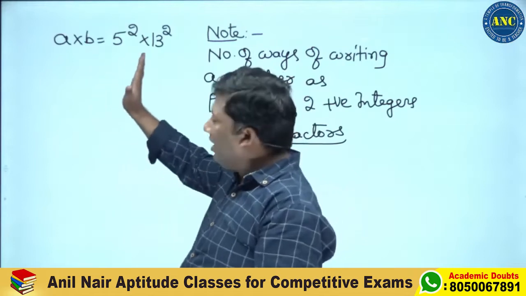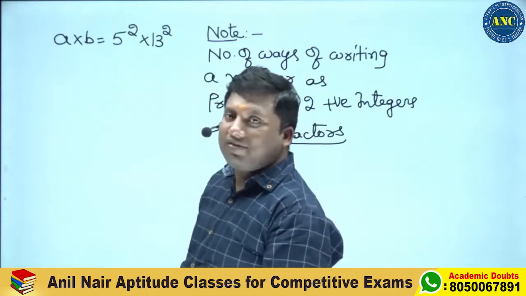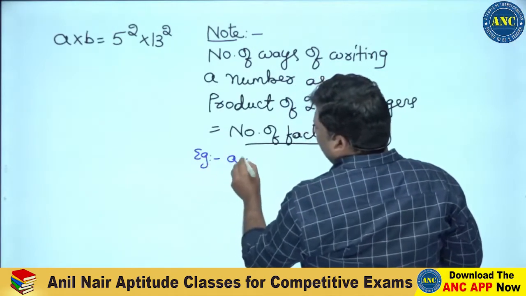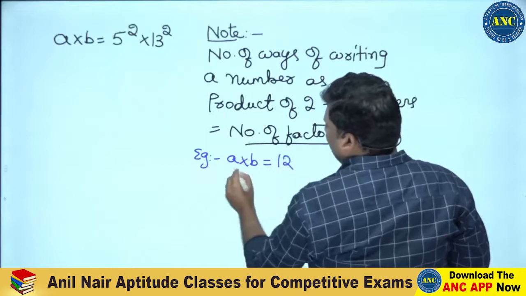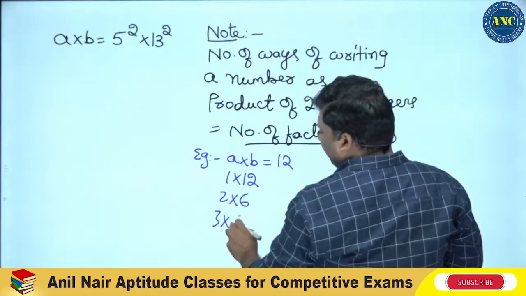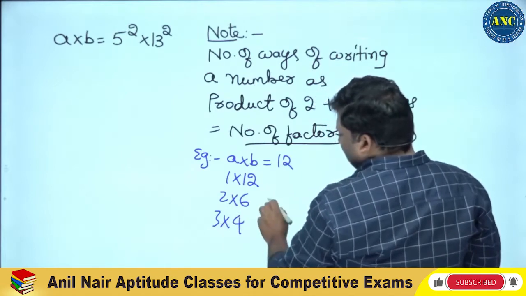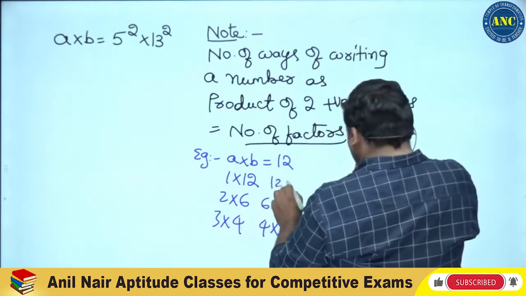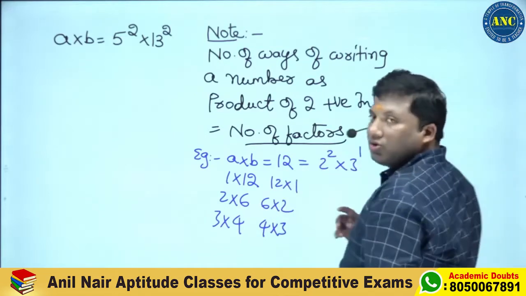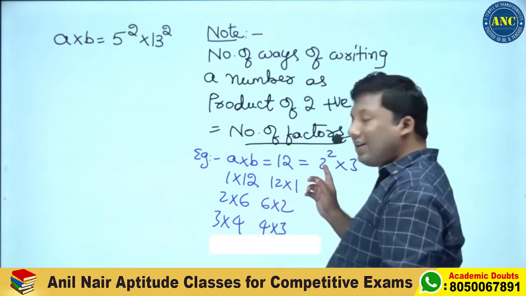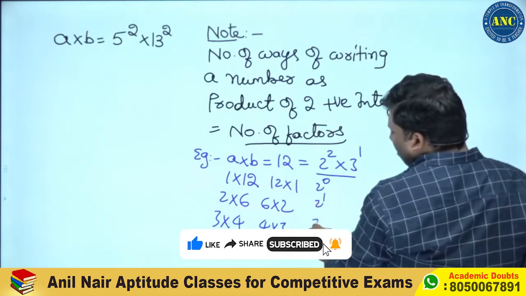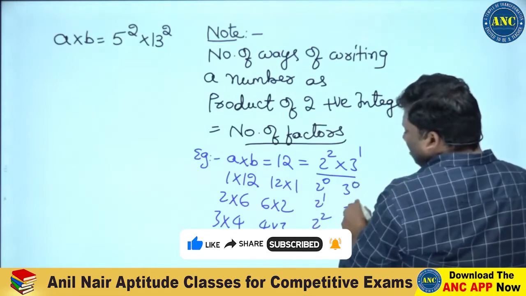A is x plus y, b is x minus y, and a into b is 5 squared into 13 squared. Example: if a into b is 12, then 12 is 1 into 12, 2 into 6, 3 into 4, 4 into 3, 6 into 2, and 12 into 1. 12 is 2 squared into 3 power 1. First we should write the number as a product of prime bases. If you observe, 2 power 0, 2 power 1, 2 power 2, and 3 power 0, 3 power 1.